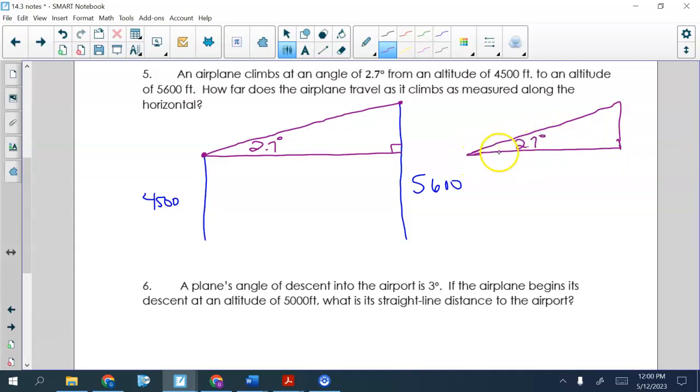So can you guys imagine how far this plane has traveled vertically? It had an altitude of 4,500 feet, and now it has 5,600 feet. So if we subtract those two, we get 1,100 feet. And we want to know how far the airplane travels along the horizontal distance there. So we want this angle down here, x. All right, so why don't you guys go ahead and set that up using sine, cosine, or tangent.